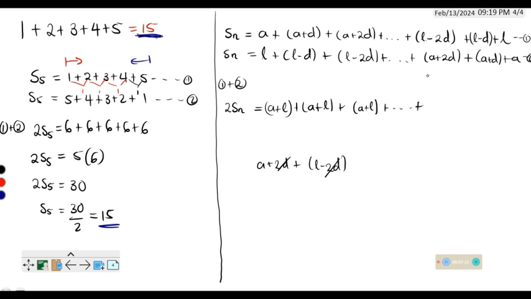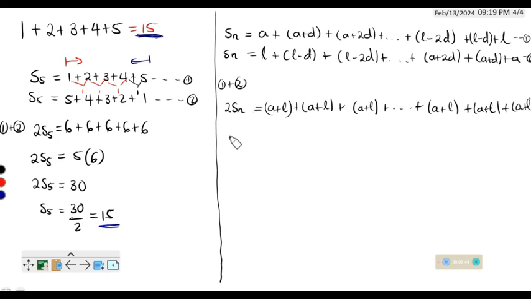Plus, again, look at this, a minus 2D and a plus 2D. So you have an L plus A, which is not so different from an A plus L. Plus, again here, L minus D, A plus D, it gives you an A plus L again. Plus L plus A, which is an A plus L. So you get that on your right hand side. Okay, now this is what we do from here.